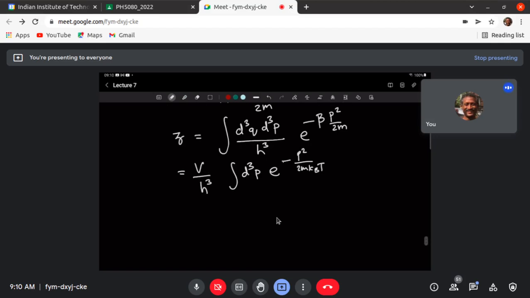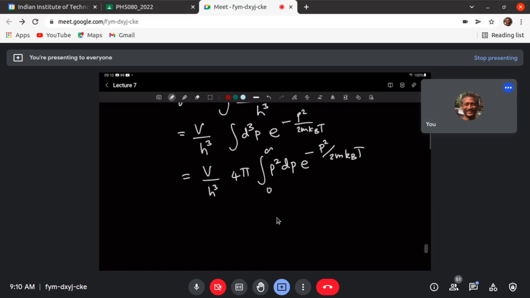So we can do one more part. We can do the angular integration because it's only a function of the magnitude of P. So we can write this as V by h cubed, we do the angle integrations, and we get a 4 pi integral P squared dP e to the power minus P squared upon 2m kBT. So now we can do this integration, and P goes from 0 to infinity.